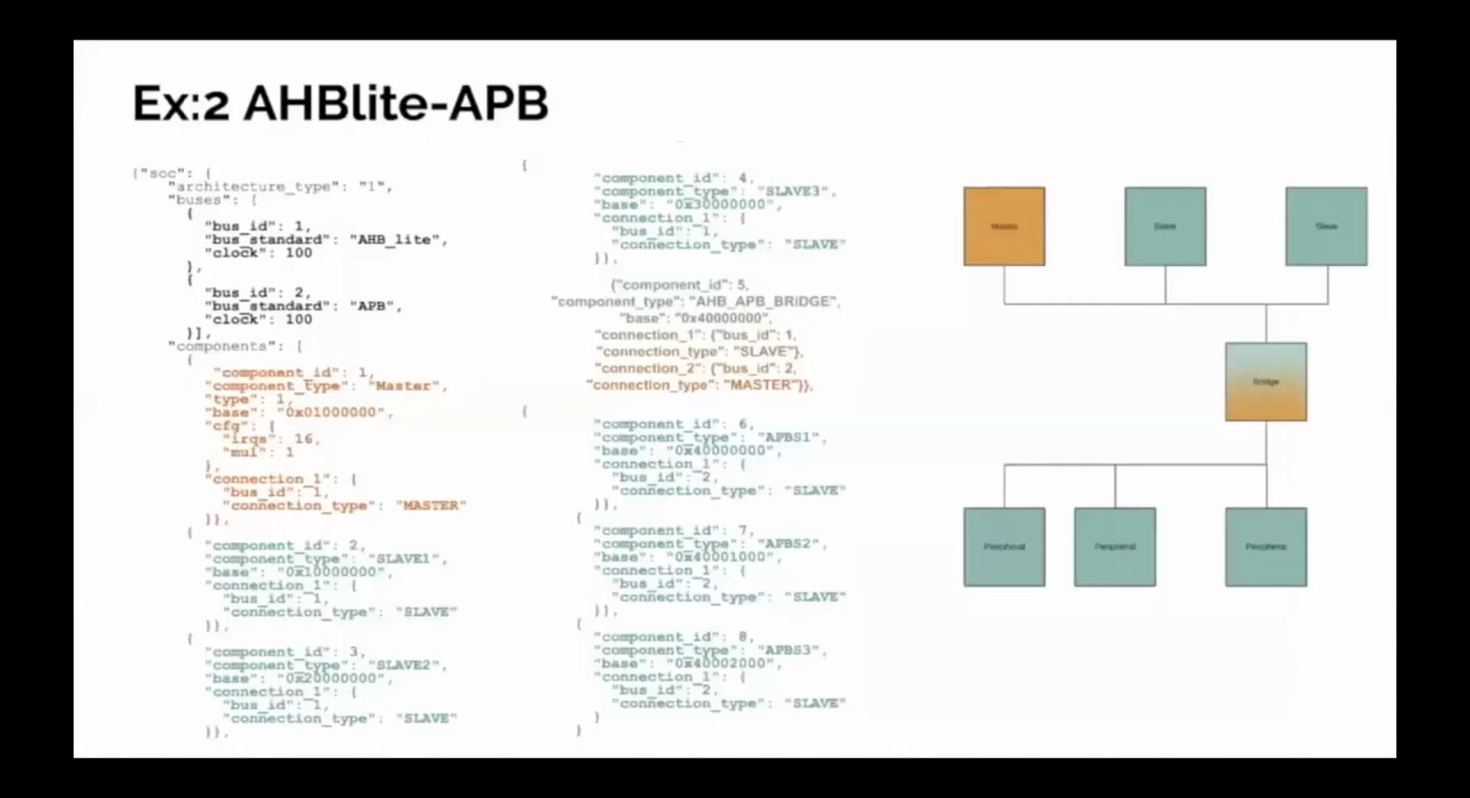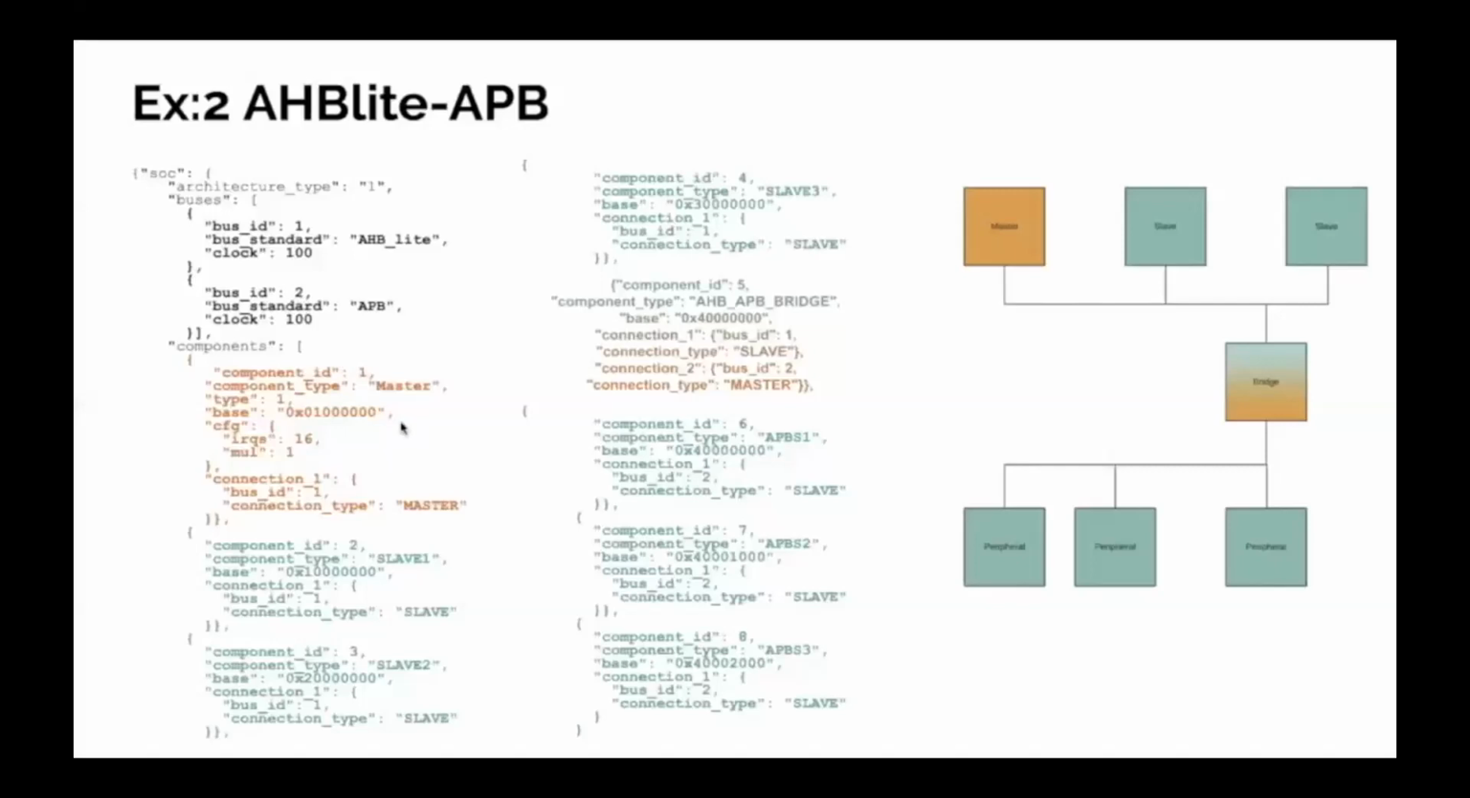As for example 2, it consists of just an AHB-Lite and an APB bus. So we have 2 buses, and in this case, we're going to need an APB bridge. As we see here, we have 2 buses. One is the AHB-Lite with ID1, and the second one is APB with ID2.